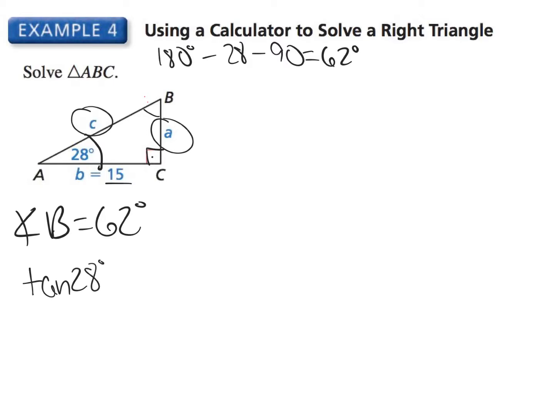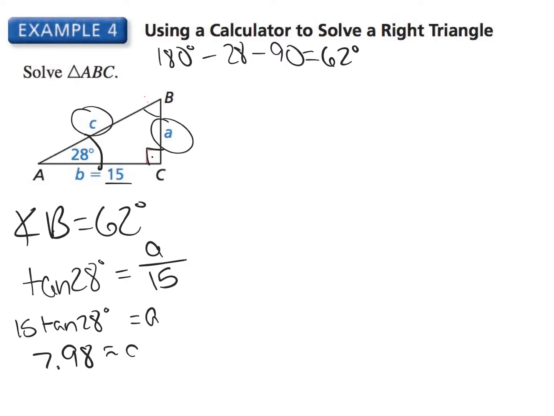So tangent of 28 degrees equals that value of A over 15. Tangent is opposite over adjacent. That's how you get from there. Okay, so that means A equals 15 tan 28. When you plug this into your calculator, make sure you do 15 times tangent of 28. That will get you 7.98 rounded equals A. So that's the side length of A.